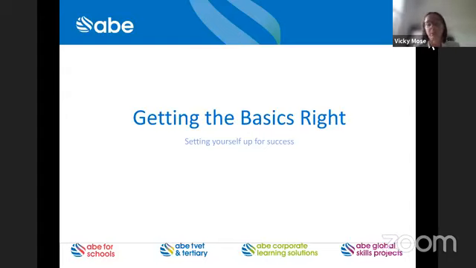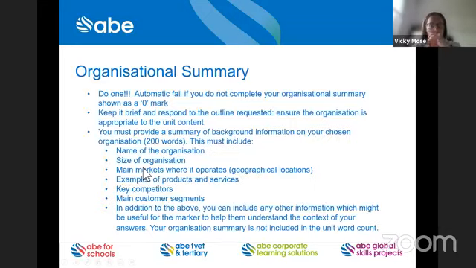So this is a bit of repetition, but you can never go over this information enough, and you should always think about these things before you start writing an assignment or an open book exam. So first of all, both assignments and open book exams require you to pick a business and write an organisational summary.